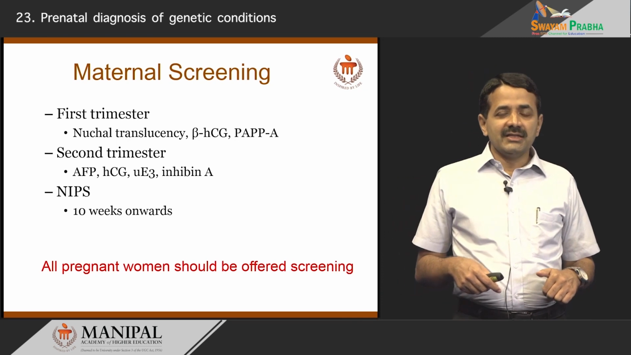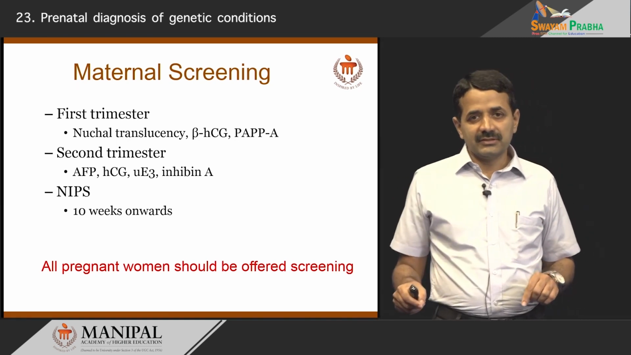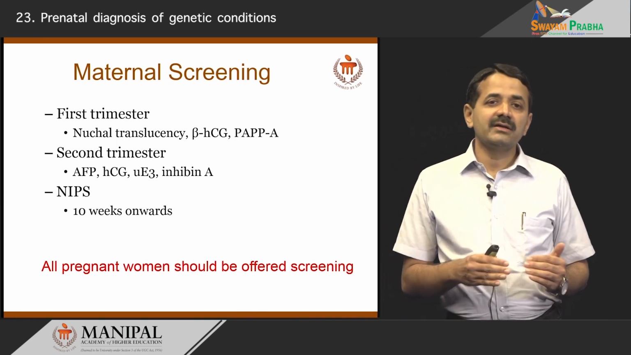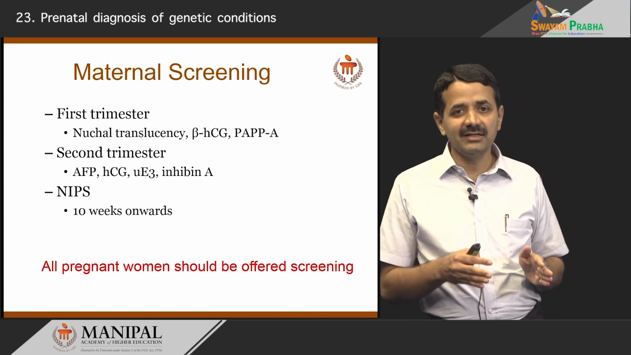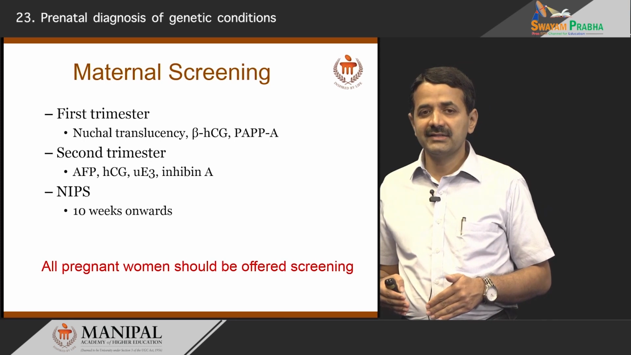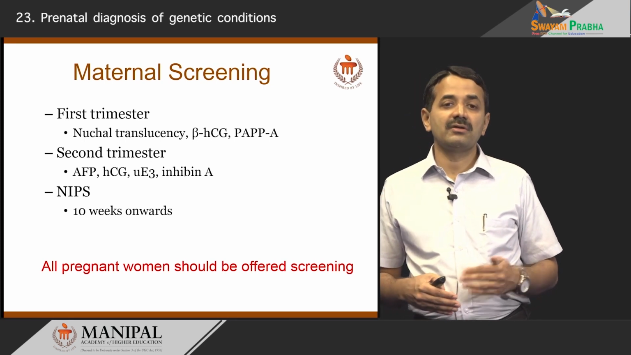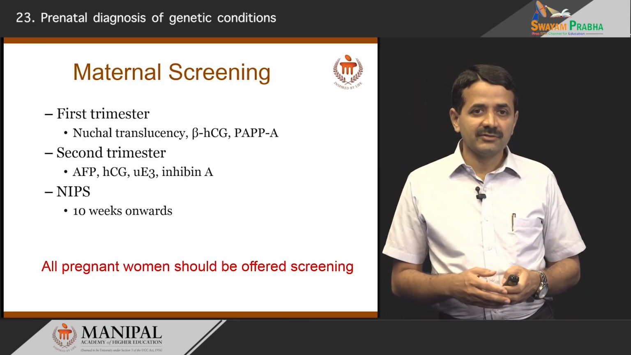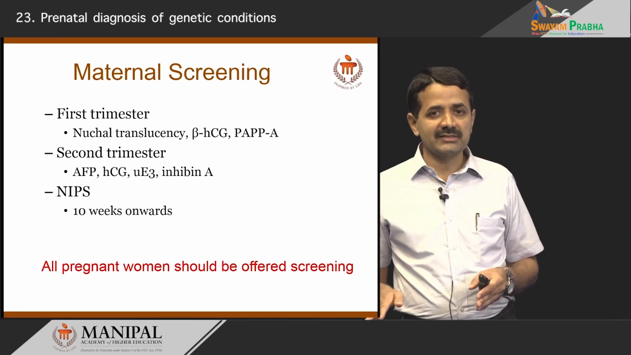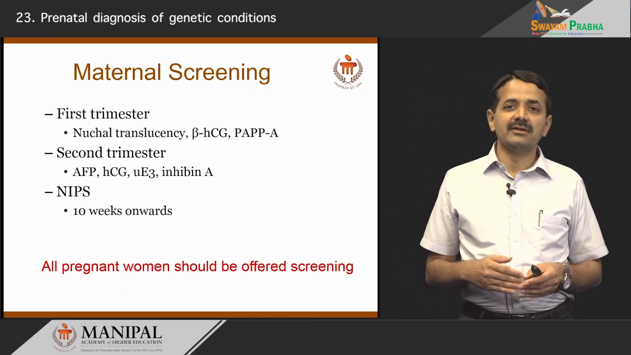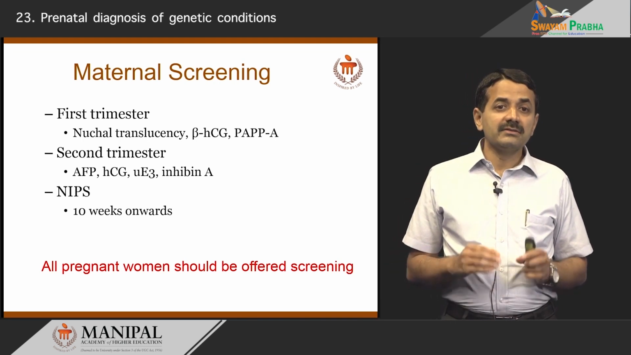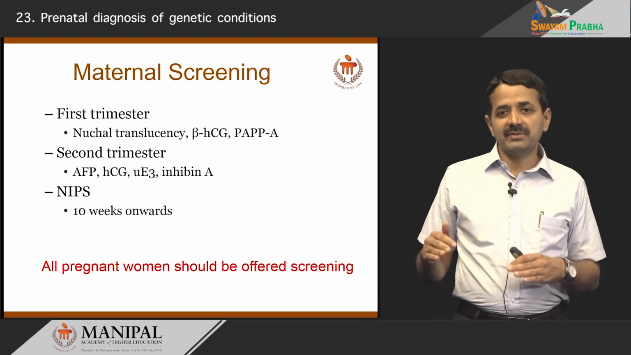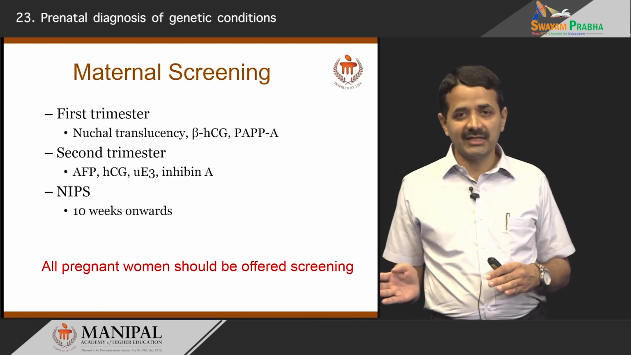Coming to maternal screening, this is another method of non-invasive testing. It can be done in the first trimester if they come early, which is actually ideal, or in the second trimester if somebody comes late, or as non-invasive prenatal screening. First trimester screening involves measuring nuchal translucency, beta HCG and pregnancy associated plasma protein A, and this is probably the best available screening test after NIPS.